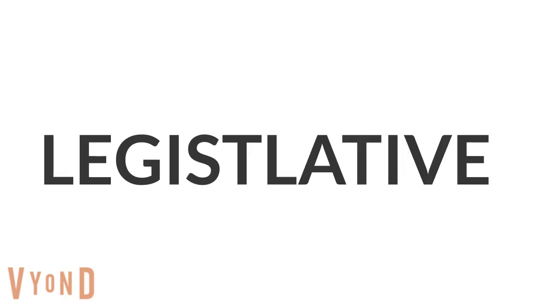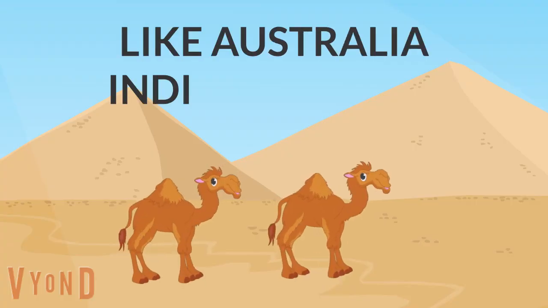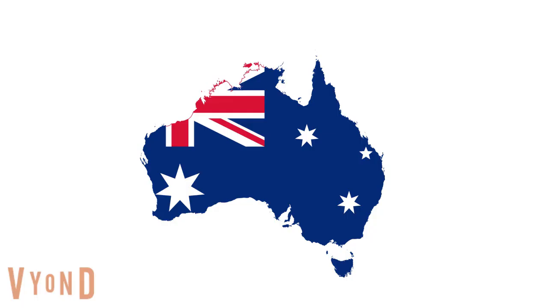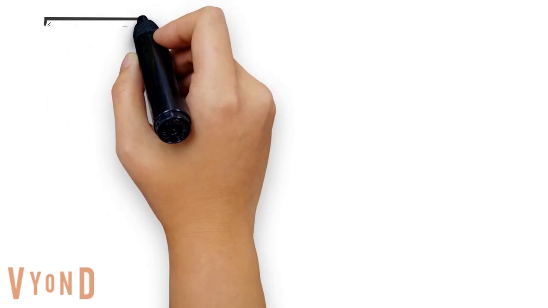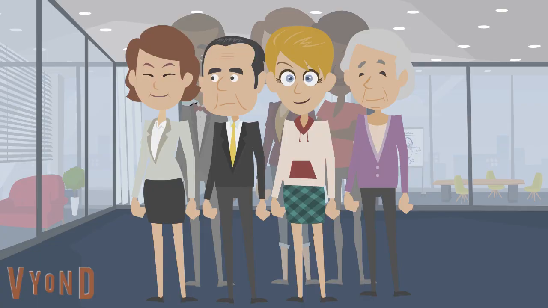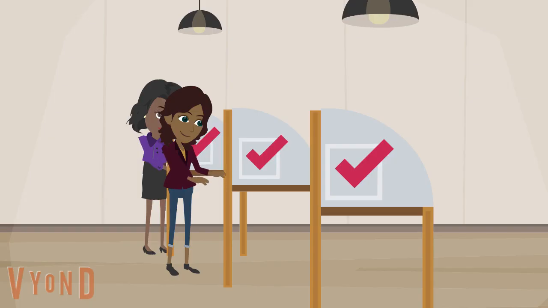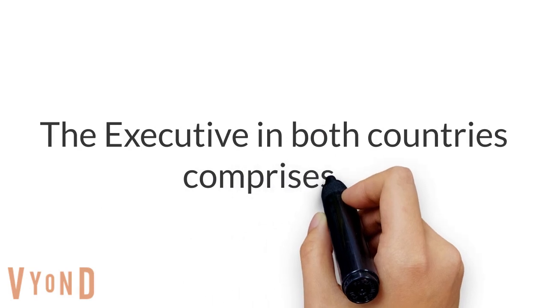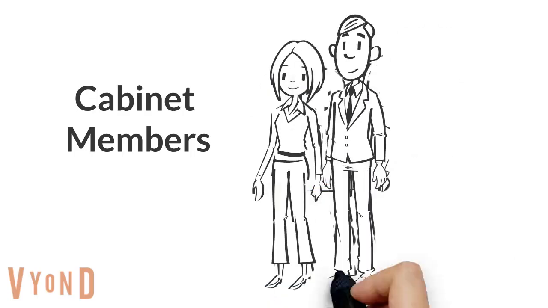The legislative. Like Australia, India runs on a bicameral system. The Australian and Indian legislative branch is made up of the House of Representatives and the Senate. The people of both countries elect their representatives in a fair, democratic election. The executive. The executive in both countries comprises of the Prime Minister and their cabinet members.